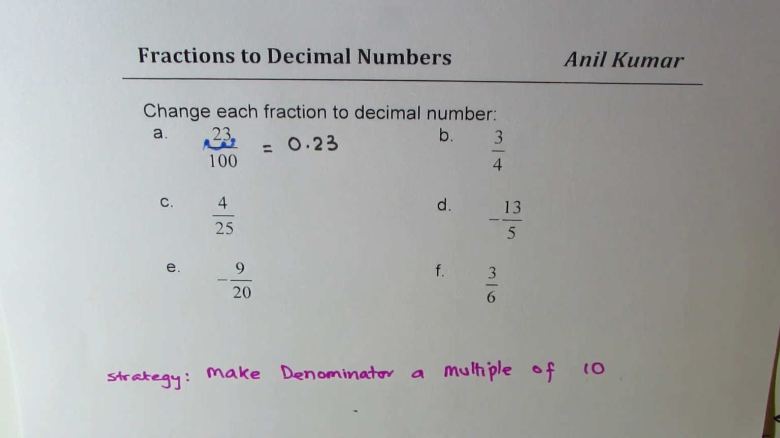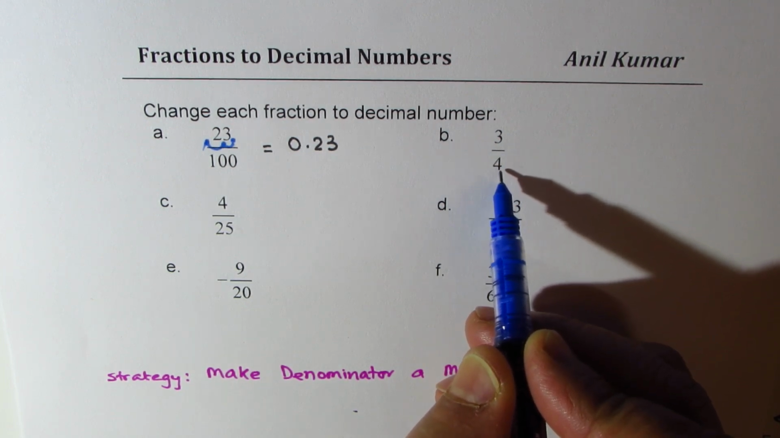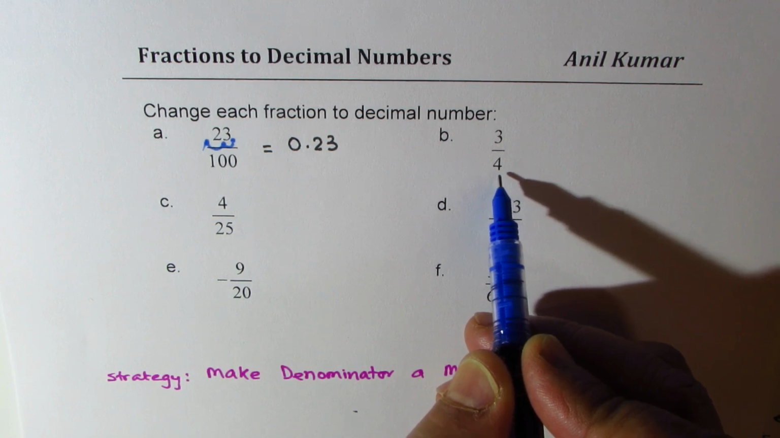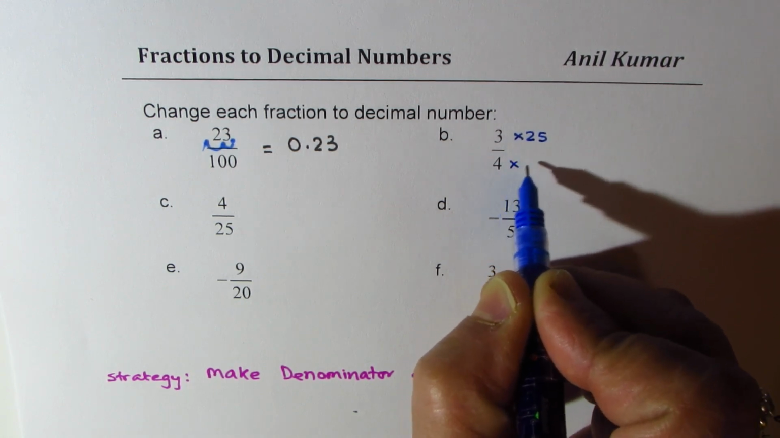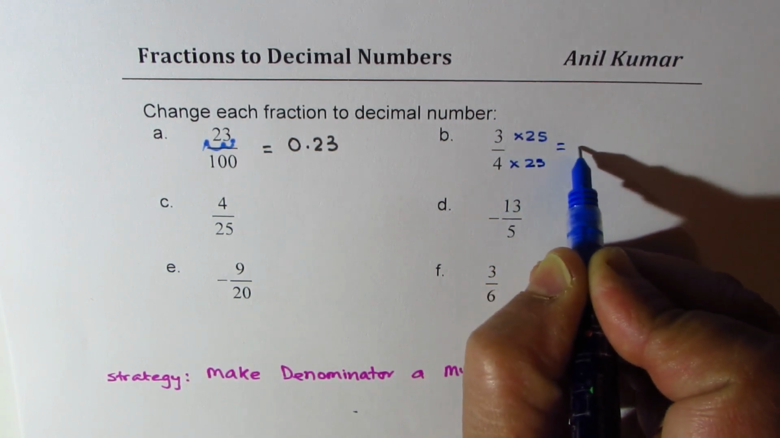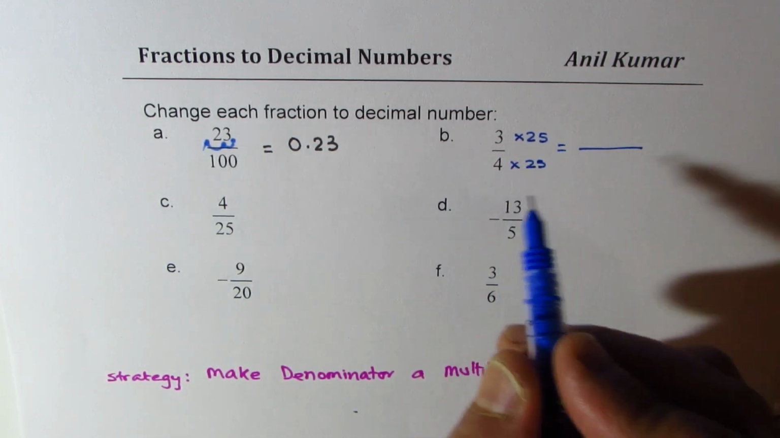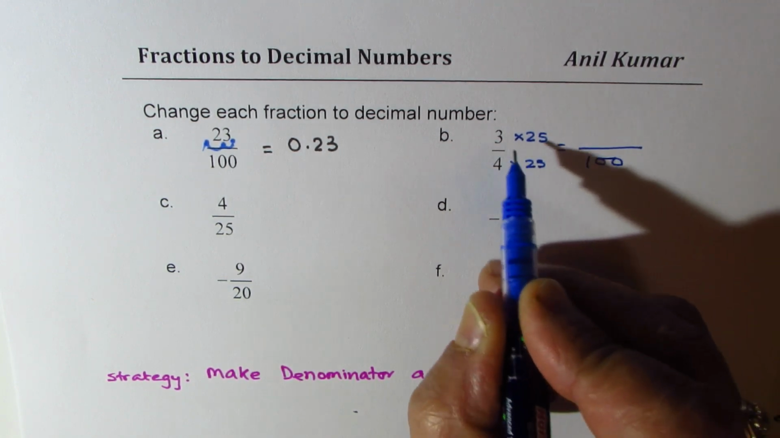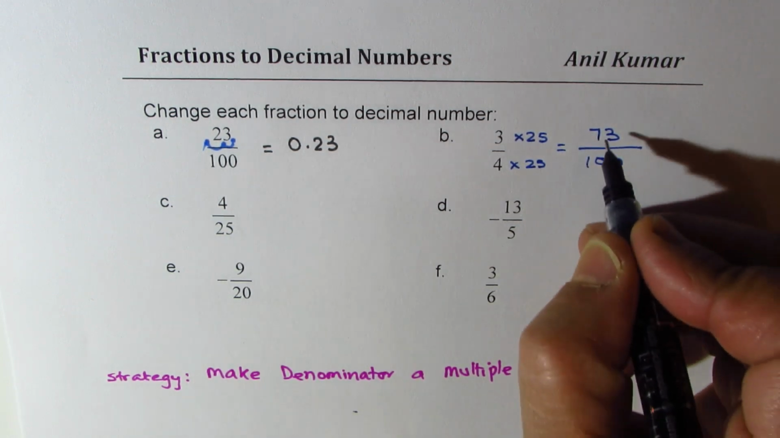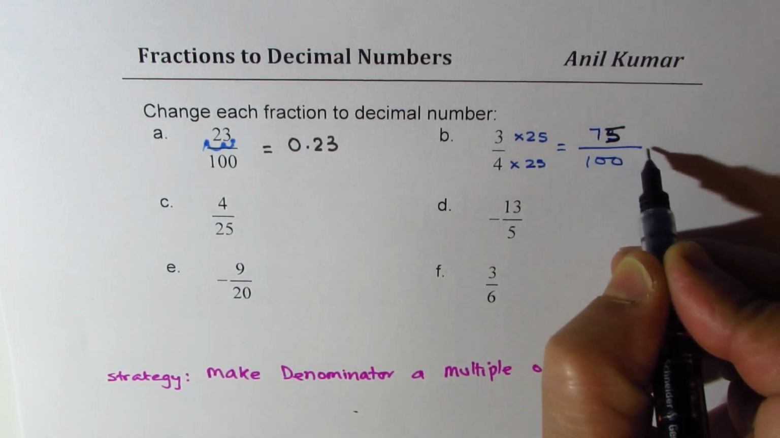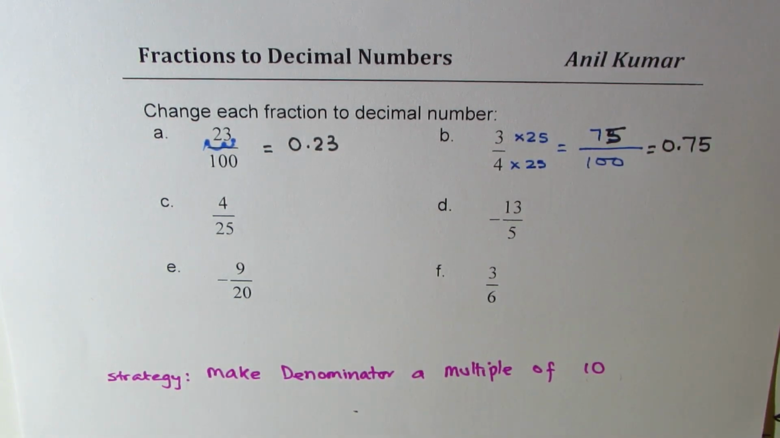So let's see part B. Now in this case, 3 over 4, how can we make the denominator a multiple of 10? Well, what we could do is multiply both by 25. So if I do that, there are 4 quarters in 100, right? Remember like this, currency helps. 4 quarters means 100. And 3 quarters means 75. And therefore, this could be written as 75 over 100. So therefore, this could be written as 0.75, correct? So that is the strategy.